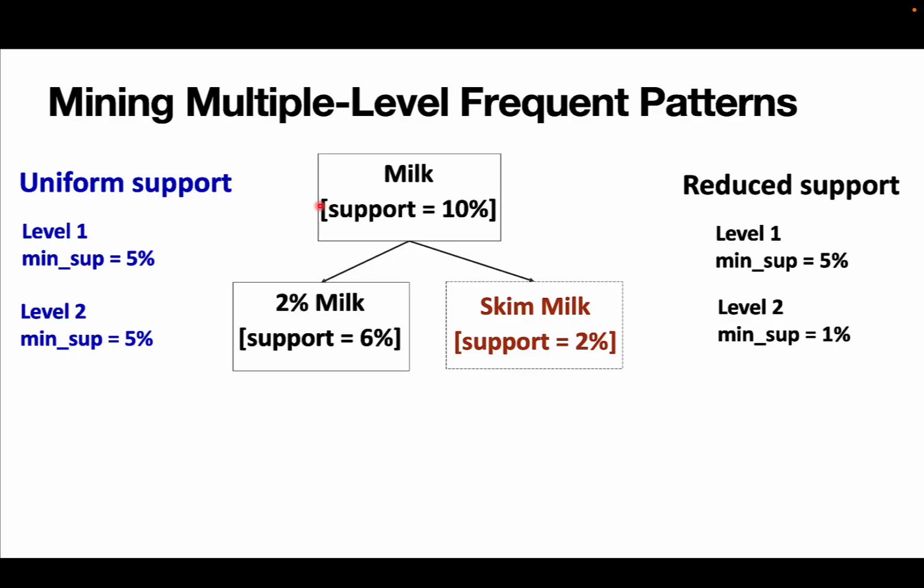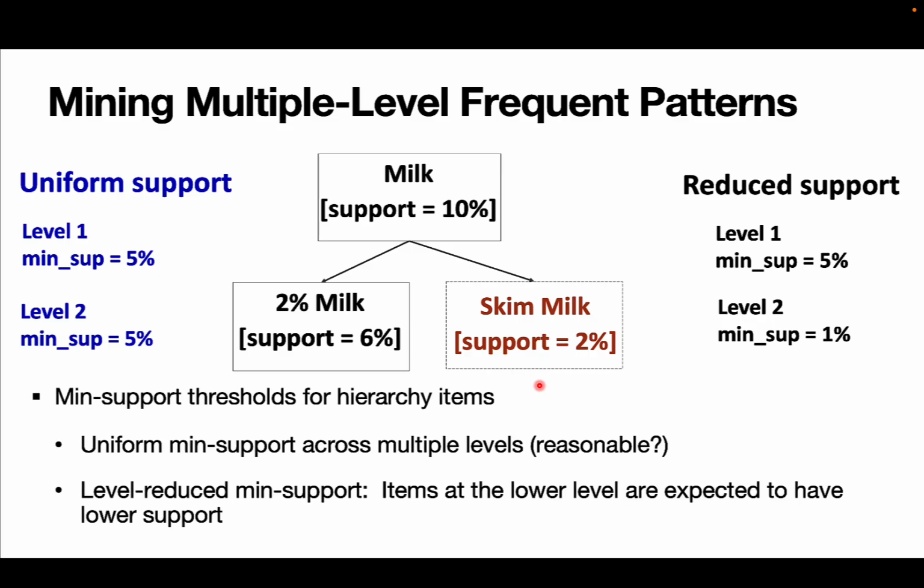At the top, we have the item milk with a support of 10%, and under that, there are different variations like 2% milk, skim milk, maybe other categories. So now suppose we set up our minimum support to 5%. What will happen? The top level item milk will easily qualify because it supports 10%. But many subcategories like skim milk will fail to reach the same 5% threshold.